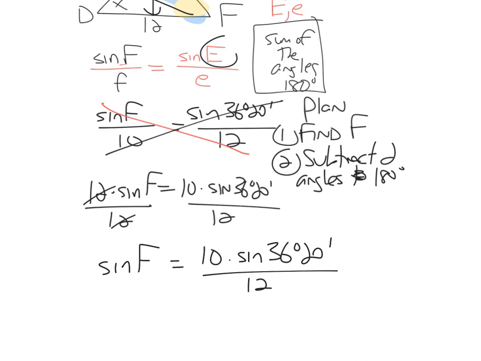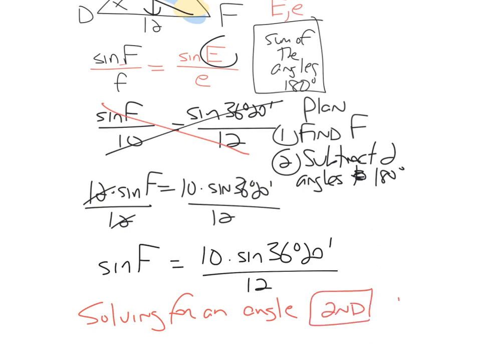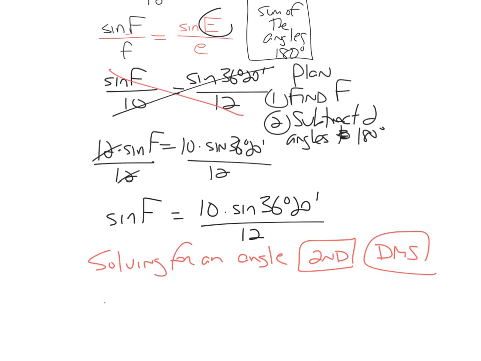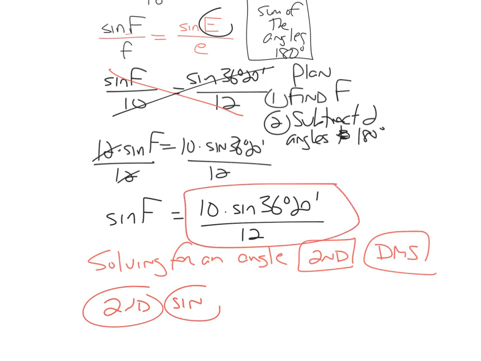So I'm going to use this to solve for angle F. Now remember, I'm solving for an angle. So the two things I have to remember is press the second button and then to DMS my answer. So I'm going to be pressing second sine and then entering in this expression. Take a minute, do that on your calculator, and make sure you include your photo on your assignment.